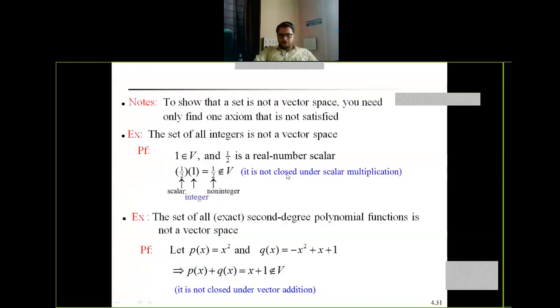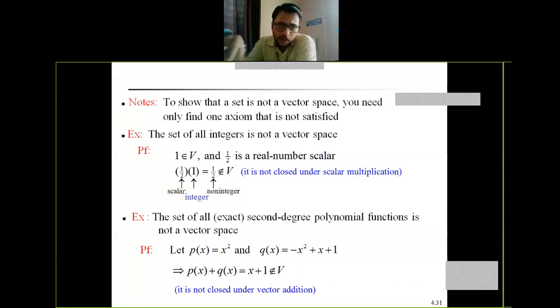So a very important note is this: to show that a set is not a vector space, you need to only find one axiom that is not satisfied. Out of all the 10 axioms that we discussed yesterday, to show that any space is not a vector space, we only need to show that any one of the 10 axioms is not getting satisfied. That we need to show.